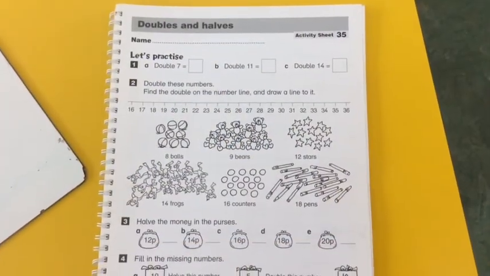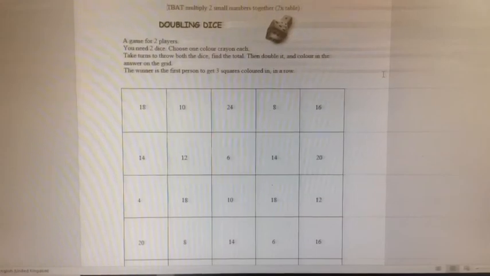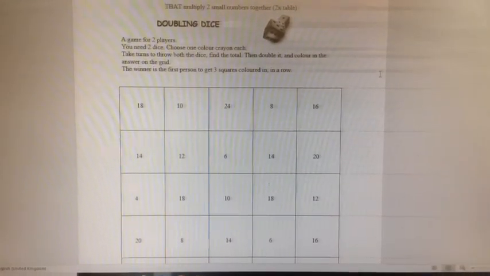For some extension work today, have a go at this doubles and halves sheet. And have a go at the doubling dice game. Should all be in your pack.